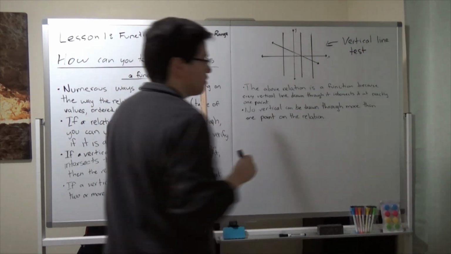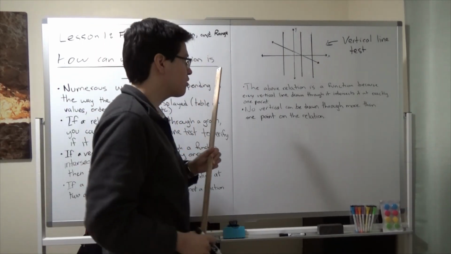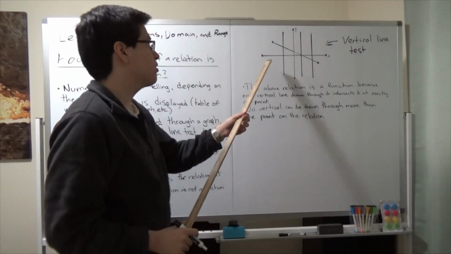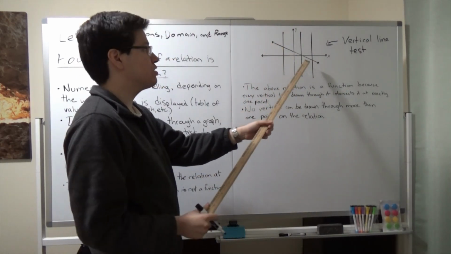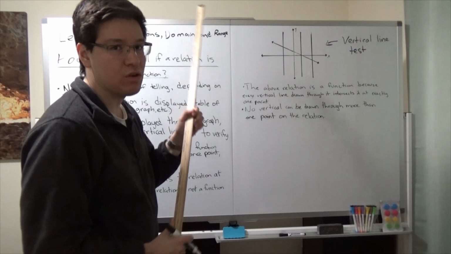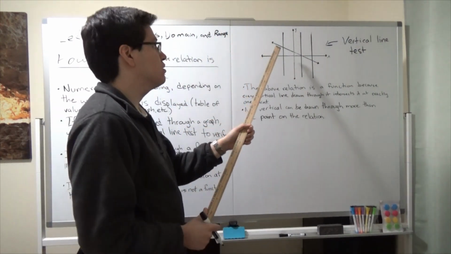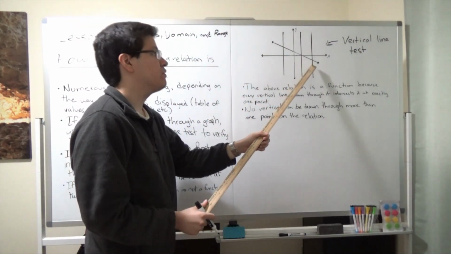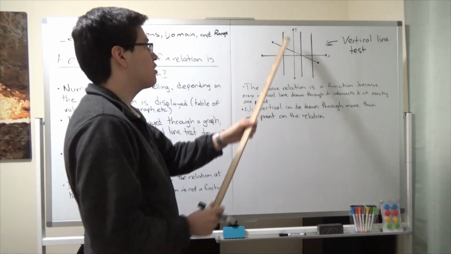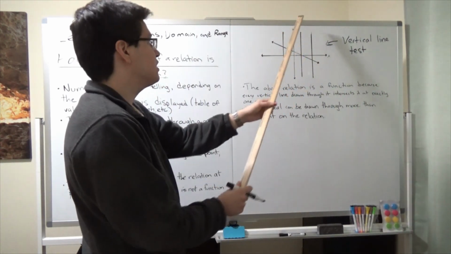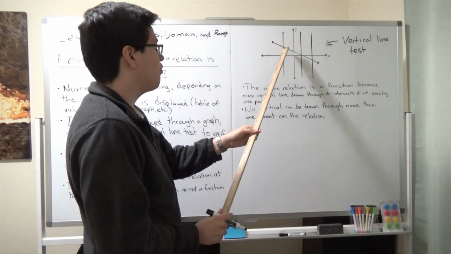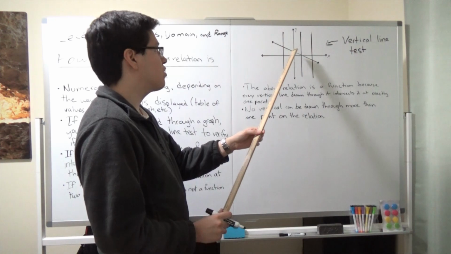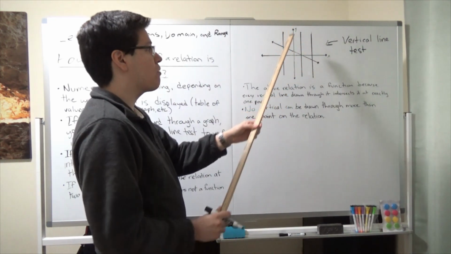So we analyze the vertical lines going through the function. This is the relation. We don't know if it's a function yet. So we draw vertical lines through it, and then we see how many points each vertical line intersects it at, one point or two or more points.